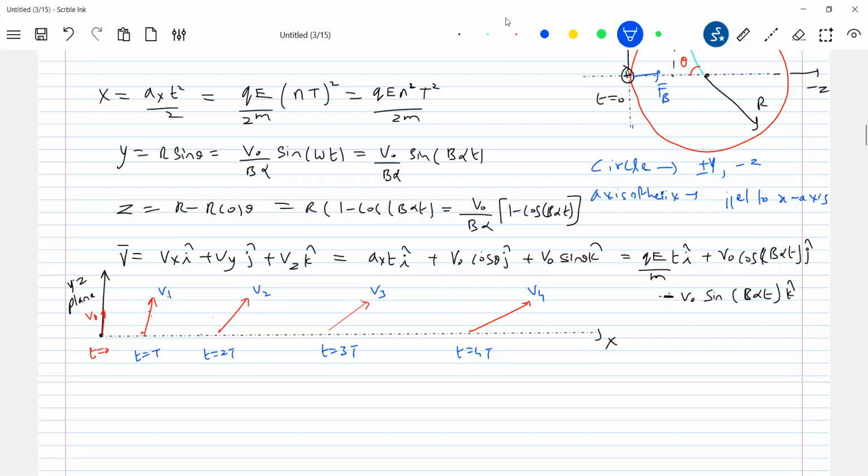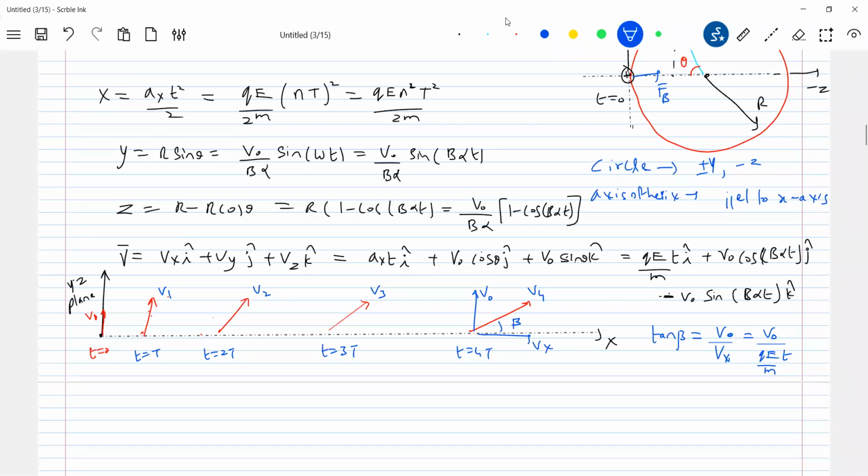At any time t, what is the angle made by the velocity vector with x-axis, if I ask you? This is some beta. So what is tan beta? It will have two components, one vx, other v naught. Tan beta should be v naught by vx. And what is vx equal to? qE by m times t, the acceleration along x-axis. And look at as t increases, when you substitute t equal to nT, n equal to 0, 1, 2, 3, 4.